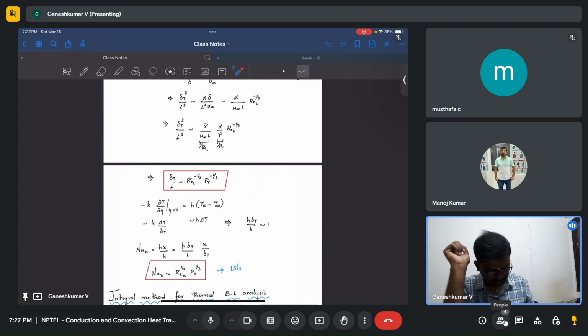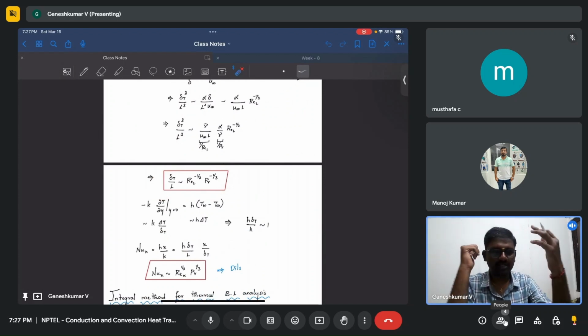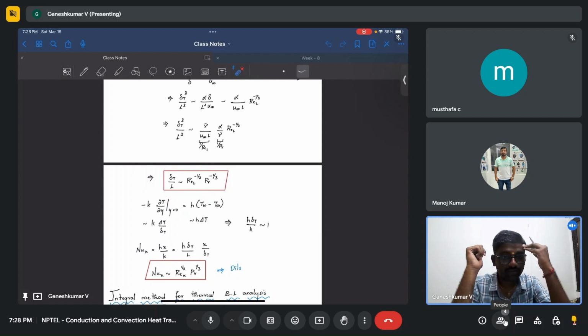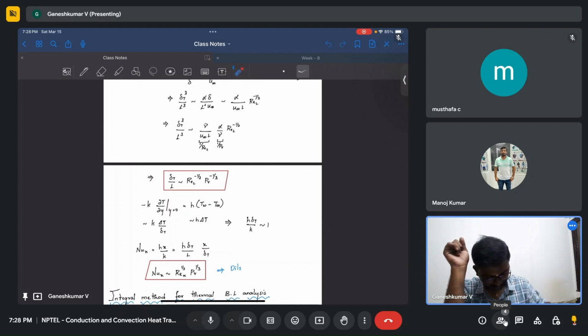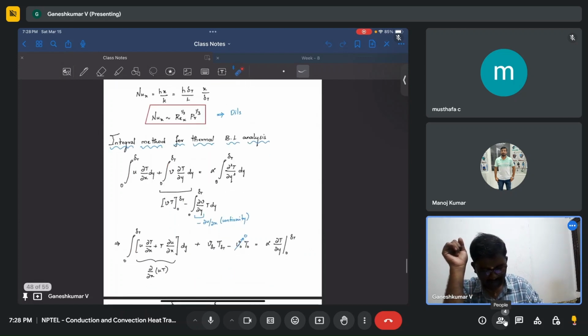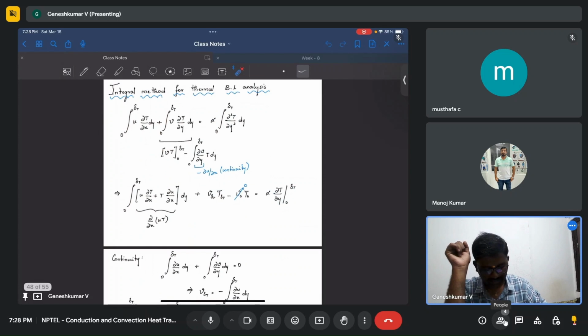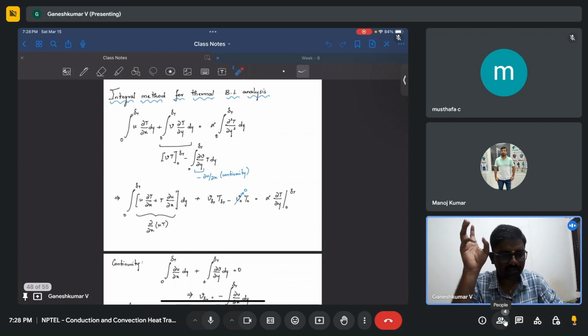Okay? And here the difference between these two is that the Nusselt number is related to the Prandtl number to the power half if the Prandtl number is very much less than 1, and if the Prandtl number is very much greater than 1, it's going to be 1/3. That's the difference. Now the exact relation we can obtain from the integral method of the thermal boundary layer.